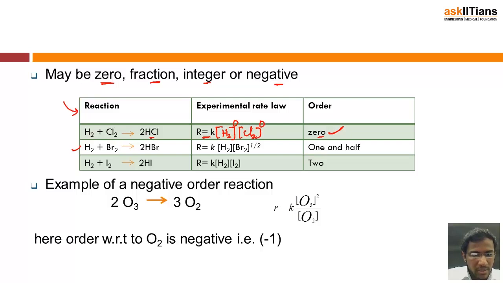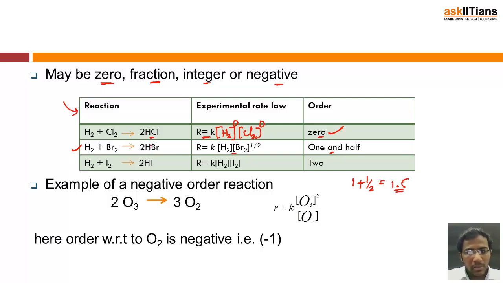Let's come to the second equation. This is a reaction between hydrogen and bromine, and it is giving HBr as product. For this reaction, this is the rate law expression. The order with respect to hydrogen is 1, plus order with respect to bromine is half, which is 1 and half, 1.5, which is a fraction. So this is an example of a fractional order reaction.